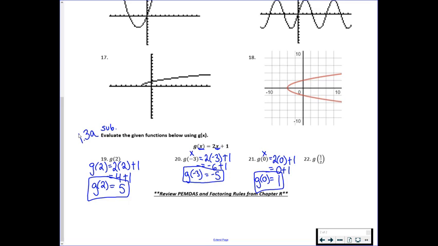Last one, g of 1/2 is my x value, so I'm going to plug it in. 2 times 1/2 plus 1. 2 times 1/2 is 1, plus 1 is 2. So g of 1/2, 1/2 was my x value. My output was 2 once I plug it in.